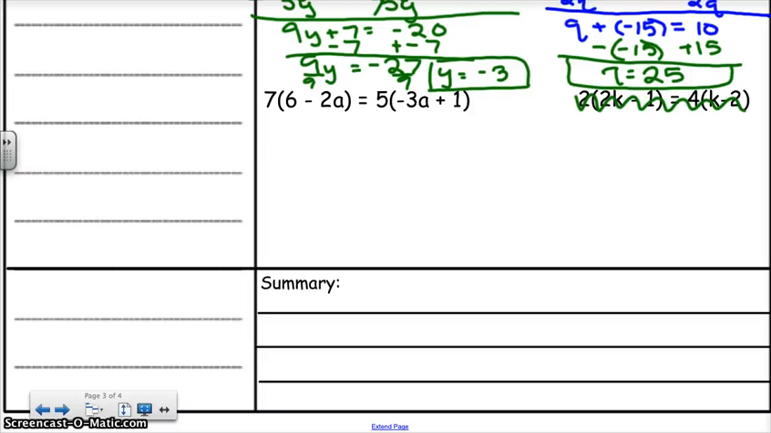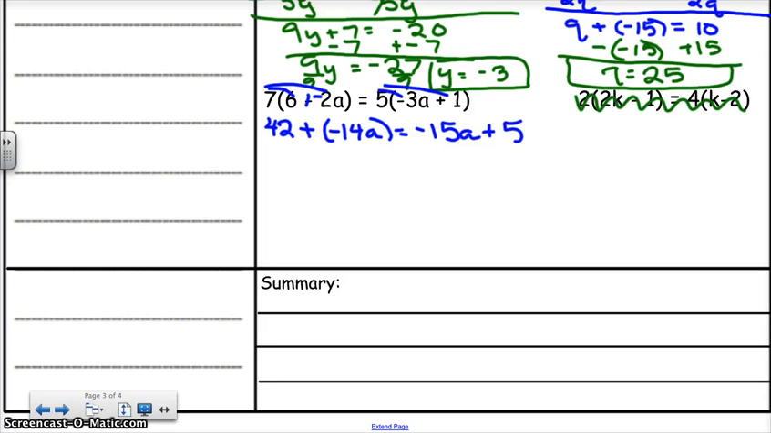I need to distribute 2 times, right? Look at that. 7 times 6 is 42. Maybe should I turn that to plus a negative? 7 plus 7 times negative 2 is a negative 14a, equals 5 times negative 3 is a negative 15a, plus 5 times 1 is 5. Oh, there we go. Step 1 done. Still looks ugly, doesn't it?